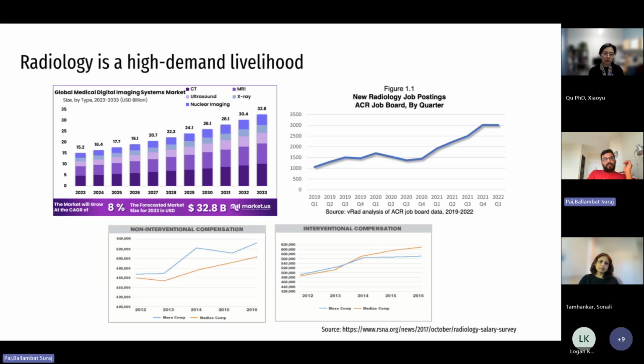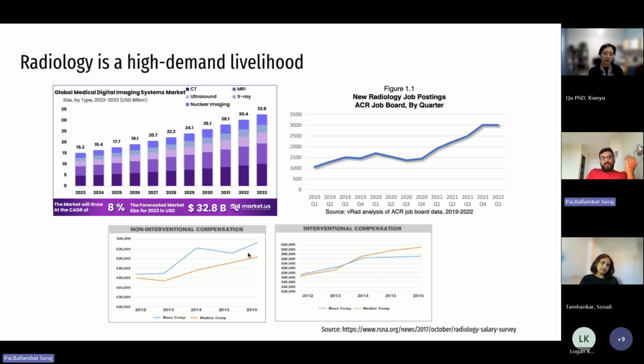And what you see is radiology is also a high demand livelihood. The market for medical imaging systems that I've put in this graph on the left here has kept on increasing over the past couple of years. And when this market increases, jobs in this market also increase, and you see that there are more jobs being posted across just a couple of quarters, from 2019 to 2022 on an ECR job board. And the compensation for radiologists, both non-interventional and interventional, has also been increasing over the past couple of decades.